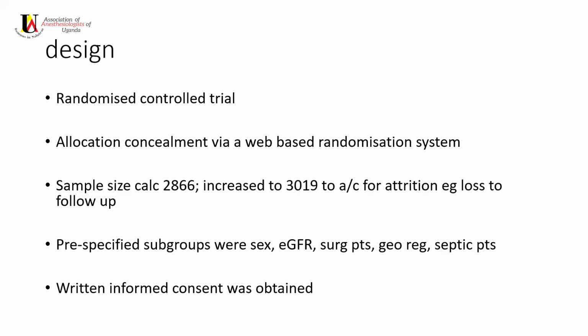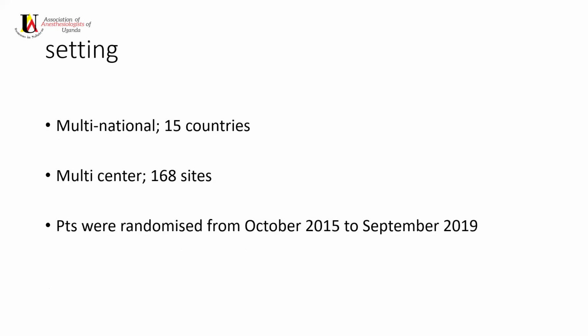And then their calculated sample size was 2,866, but to cater for losses to follow up, it was taken to 3,019. There are some groups that were pre-specified, and then they obtained informed consent. It was done in 15 countries, none of them an African country, and 168 sites. They began collecting data in 2015 and finished in 2019.